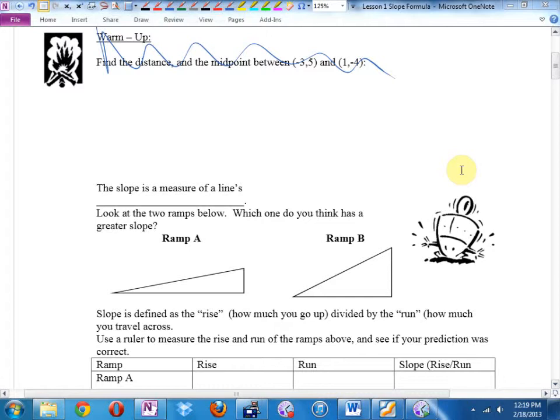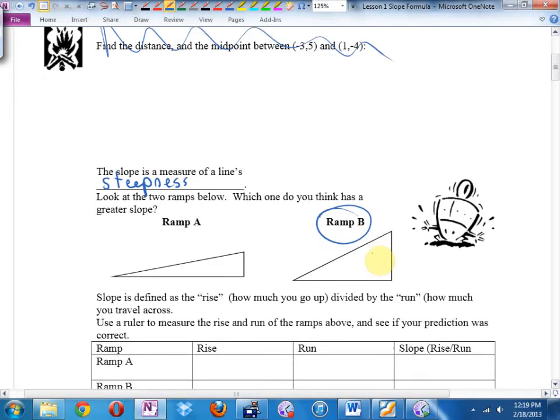So slope is a measure of a line's steepness. Look at the 2 ramps below. Which one do you think has a greater slope, ramp A or ramp B? So visually, it's usually pretty obvious, unless the steepnesses are really close together. Usually you can eyeball it. What we're going to talk about is how can we get beyond visually and start to do it mathematically so that I can say exactly how steep something is.